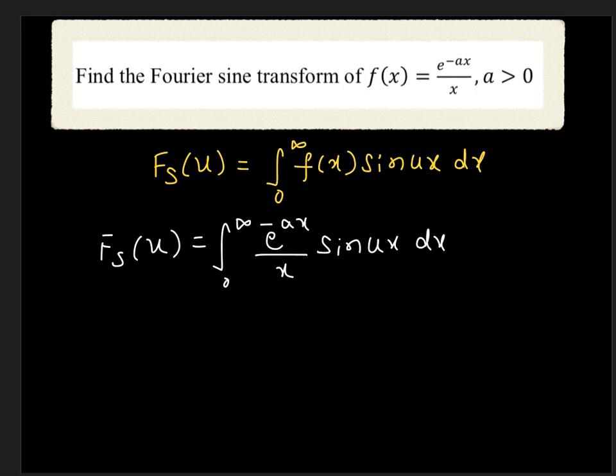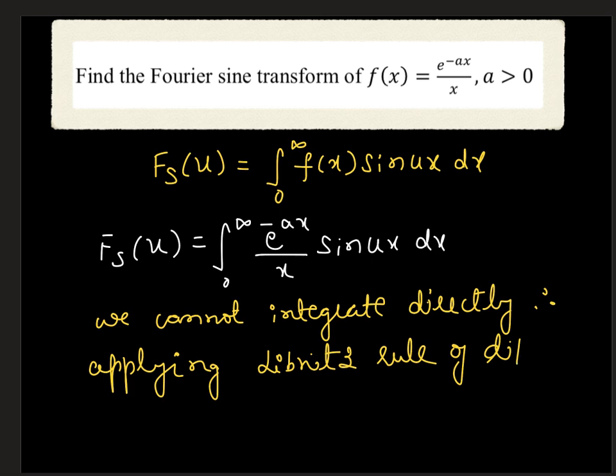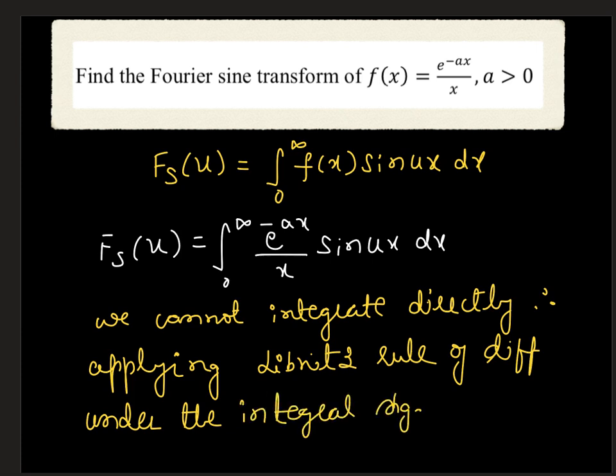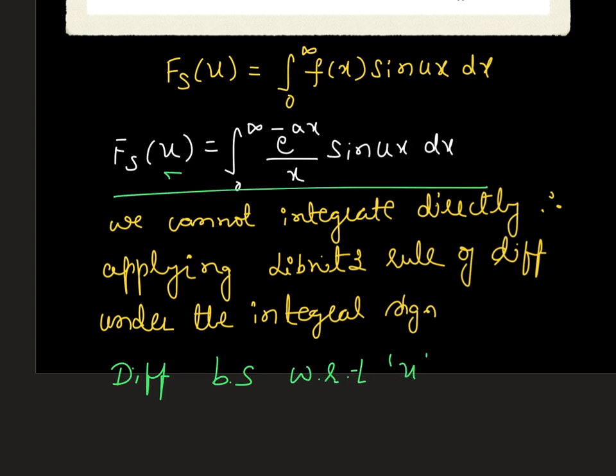You can see here, this type of integration cannot be done easily. So we cannot integrate directly. Therefore, applying Leibniz rule of differentiation under the integral sign. So that is, we have to differentiate both the sides with respect to u. Why with respect to u? So overall it is a function of u we have here, right?